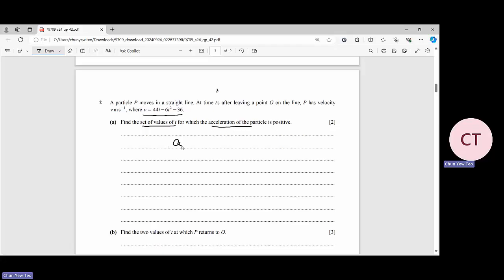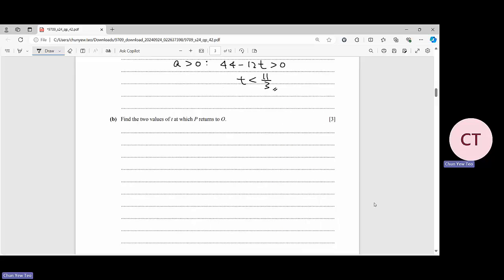In order to find acceleration, acceleration is dv/dt. So you differentiate this equation, you will get 44 minus 12t. In order for the acceleration to be positive, that means 44 minus 12t needs to be positive. Just solve the inequality, you will have t is less than 11 over 3. Just like that, done for part A. Now we're moving to part B. Find the two values of t at which P returns to O.